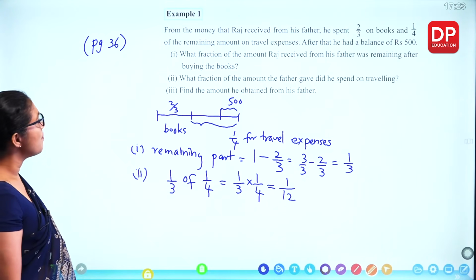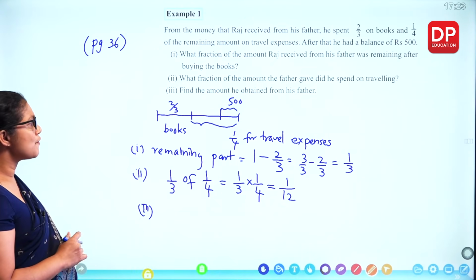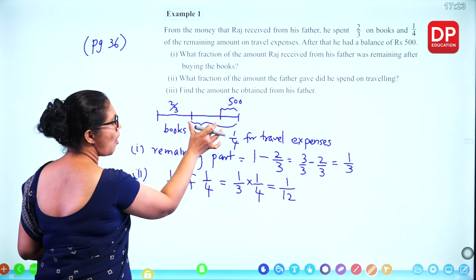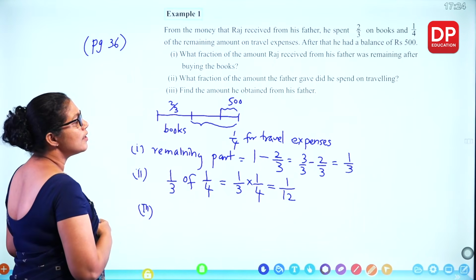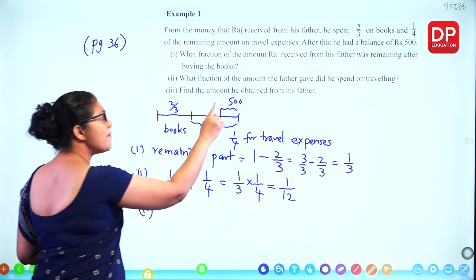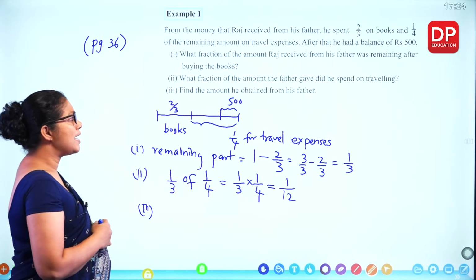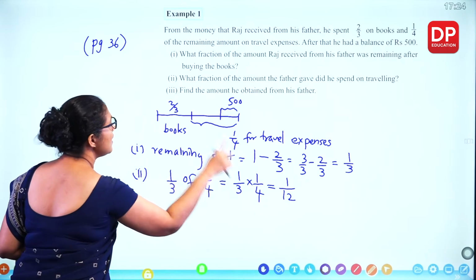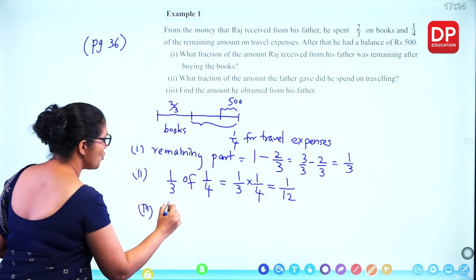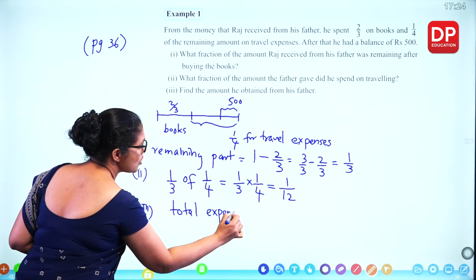Then the third part they ask, find the amount he obtained from his father. Now we know 1/12 of this he spends for travel expenses and 2/3 for books. The remaining part is 500 rupees. So the first thing you have to do is find the remaining part. So first find the total expenses and then subtract from 1. So you can write the total expenses as a fraction.